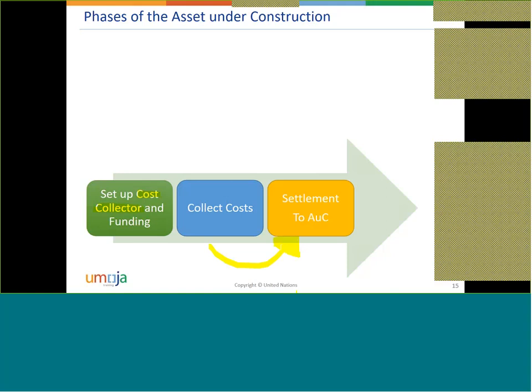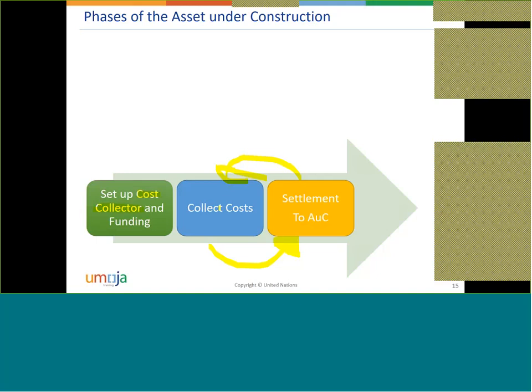This is what you see here. It's a kind of cycle that will happen monthly. So every month we will be collecting costs, and at the end of every month we should be settling the cost to the asset under construction. Is this clear? Can you please click on the yes or no if you understood these two high-level steps?